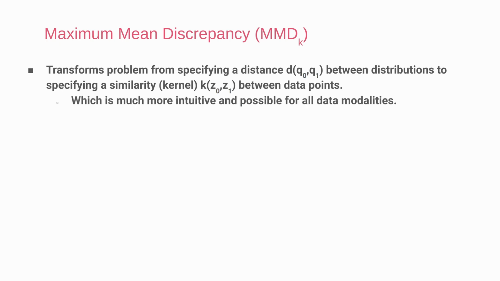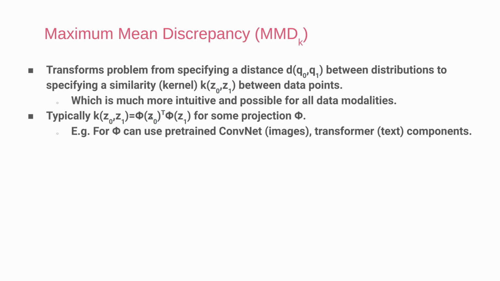And that's much simpler and possible to do across different data modalities, be it text, images, graphs, etc. Typically, how it works is by defining some projection of the data into some Euclidean space and performing an inner product, looking at how much in the same direction the projections are. So for example, for images, we could use a pre-trained ConvNet to project the images onto say a 64 or 128 dimensional vector, or similarly for text, we could use a transformer, etc.